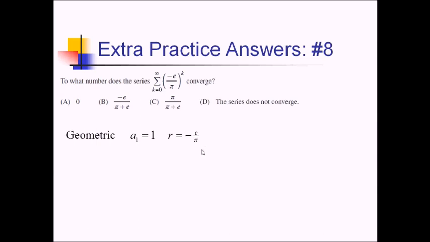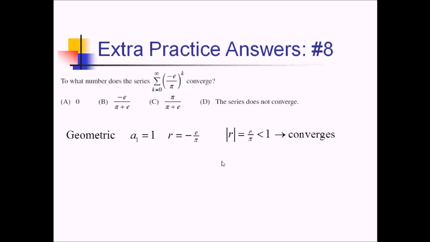And just checking the convergence, the absolute value of that common ratio is just e over pi. And e is smaller than pi. This is like 2.7 and change versus 3.1 and change. So that means this is going to come out to less than 1 overall if I divide those two, which means this will converge by the geometric series test.